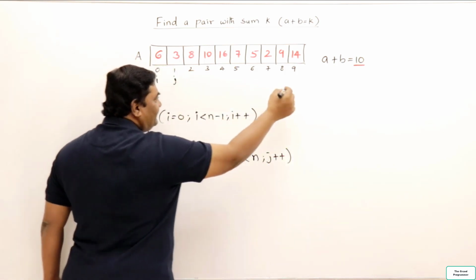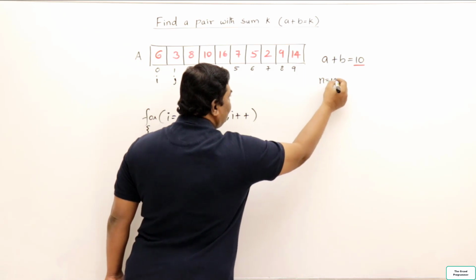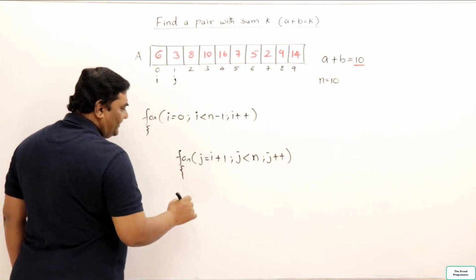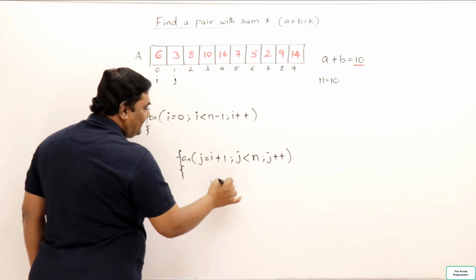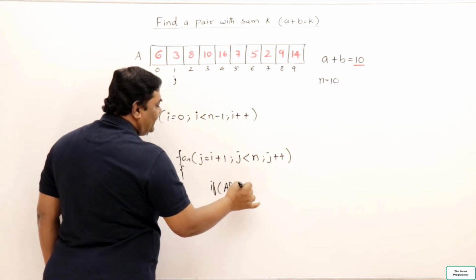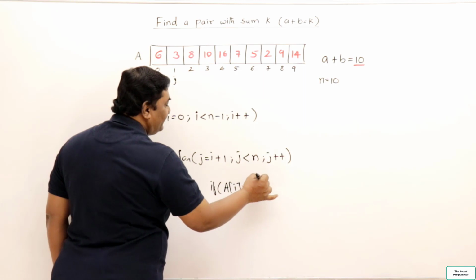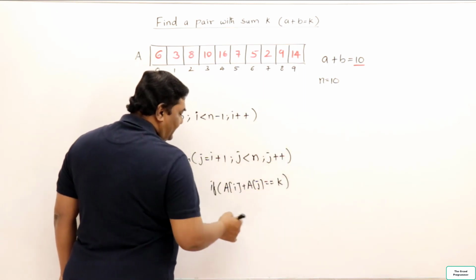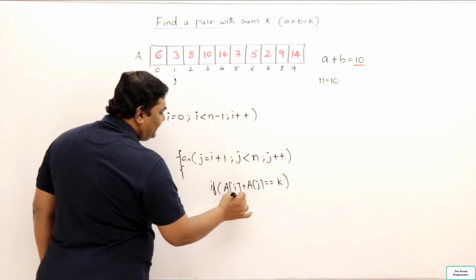See, remember here n value is 10, right? There are total 10 elements, so the last element is at index 9. Now, what should I do every time? If a of i plus a of j is equal to the given number, let us say the given number is k, if it is so, then print both the elements.